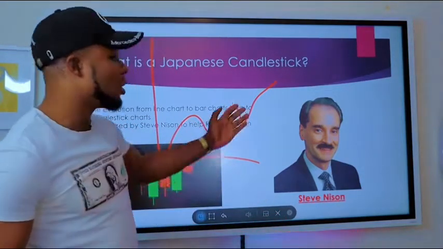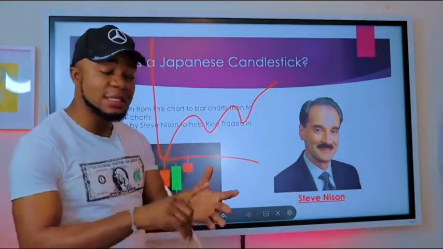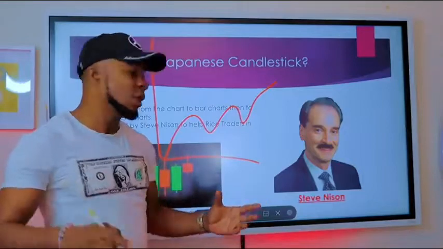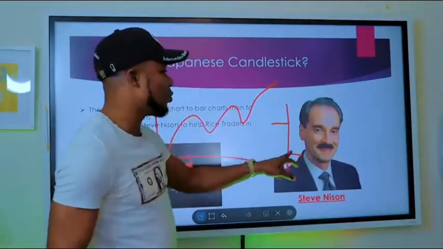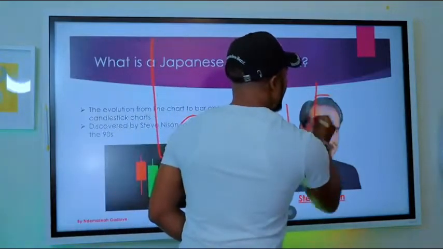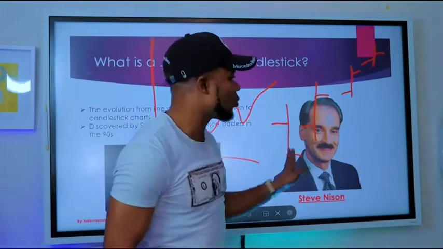After the line chart, traders were unable to know the open price, the close price, the high and the low of a particular period. So they came up with what they call a bar chart. A bar chart looks like this. It has bars, and the bars look like this.